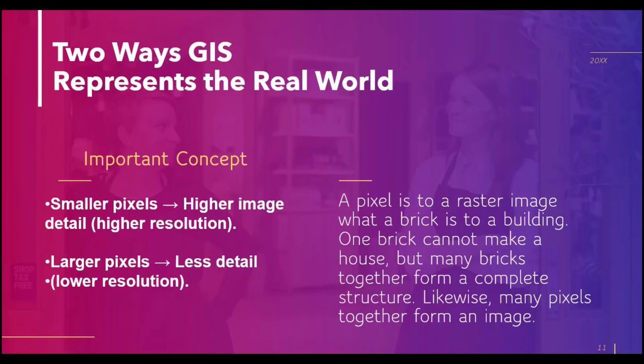Important concept: smaller pixels equals higher image detail, which is higher resolution. Larger pixels equals less detail, lower resolution. So a pixel is to a raster image what a brick is to a building. One brick cannot make a house, but many bricks together form a complete structure. Likewise, many pixels together form an image.